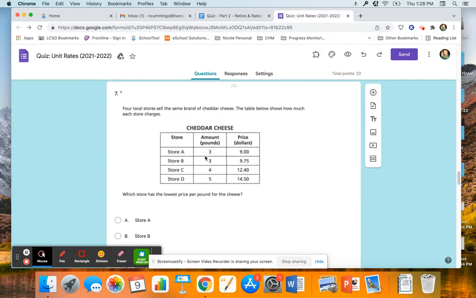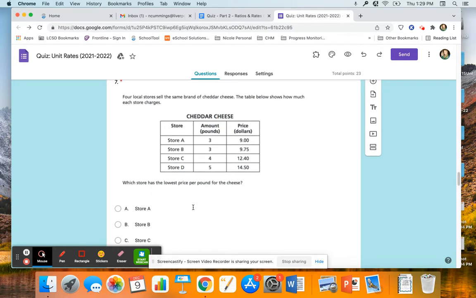Next question. 4 local stores sell the same brand of cheddar cheese. The table below shows how much each store charges. So here are the stores, store A, B, C, D. Here are the amounts in pounds for all those stores. And here's the price in dollars for each of those stores. Which store has the lowest price per pound? Price per pound for the cheese. So you have to do each store and figure out who has the lowest price.